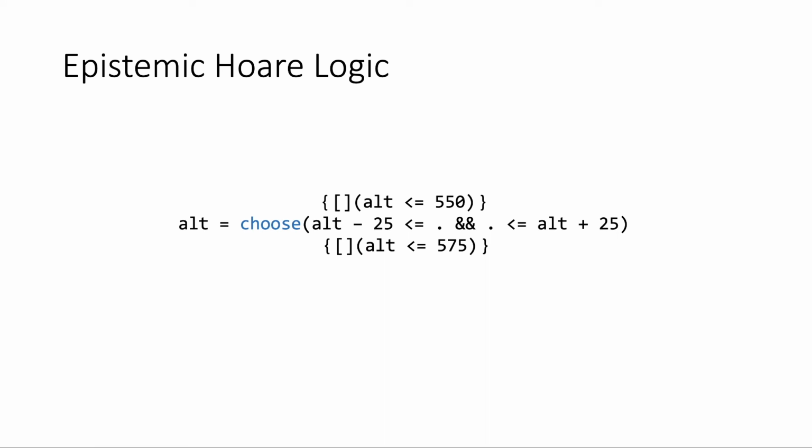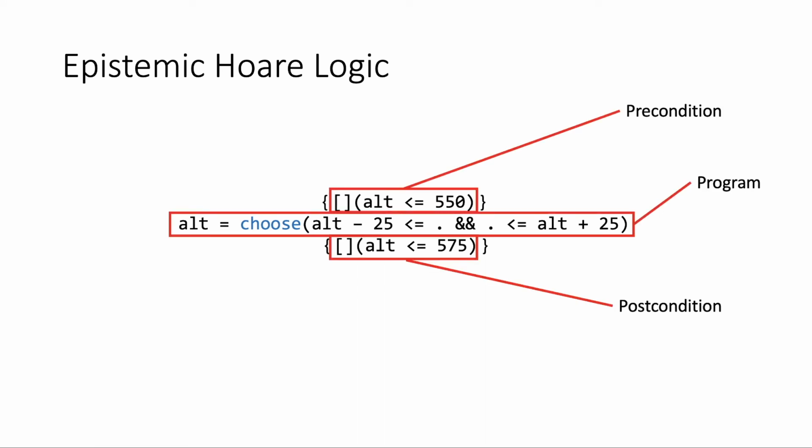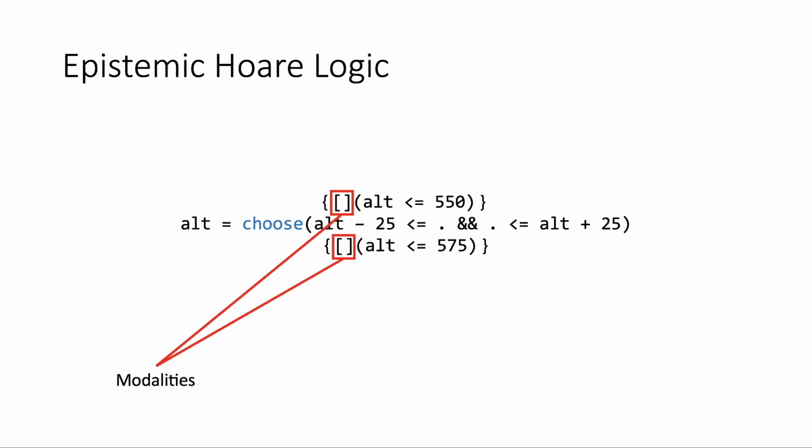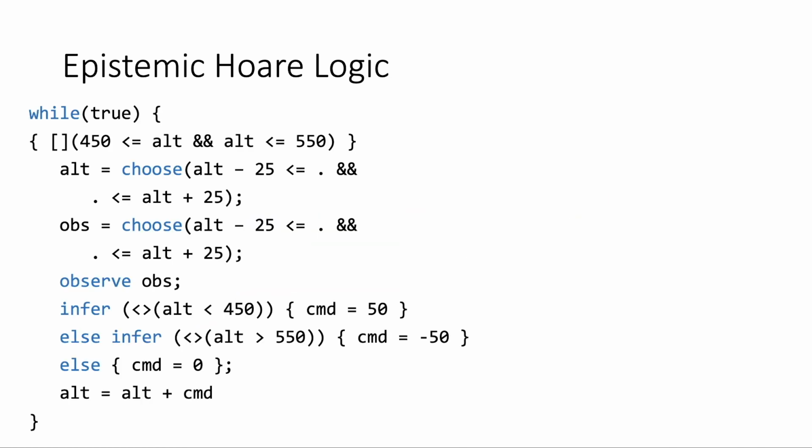And the meaning here is that if we start off in a belief state that satisfies the precondition and execute the belief program, we should end up in a belief state that satisfies the postcondition. And now our pre and post condition use these modalities to quantify over environments in the belief state. So what is this good for?